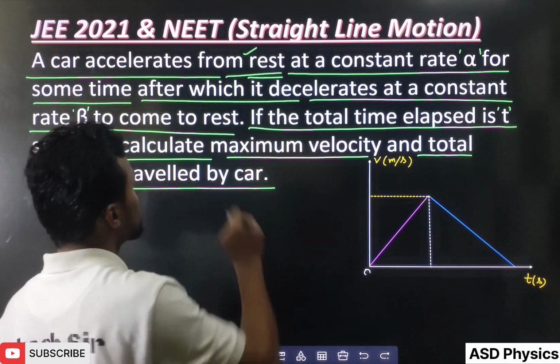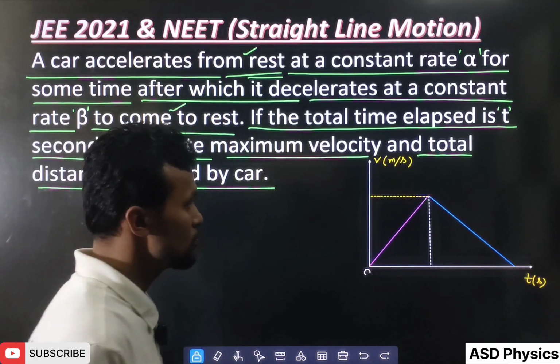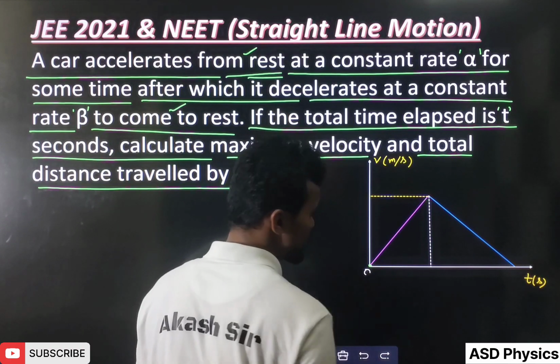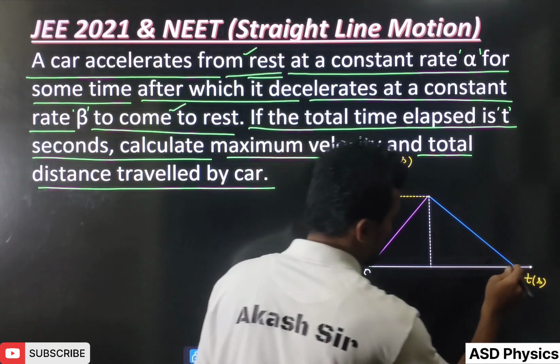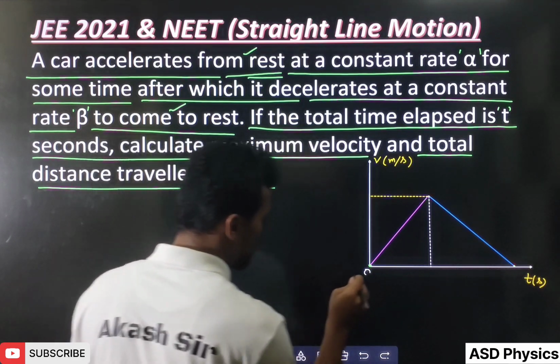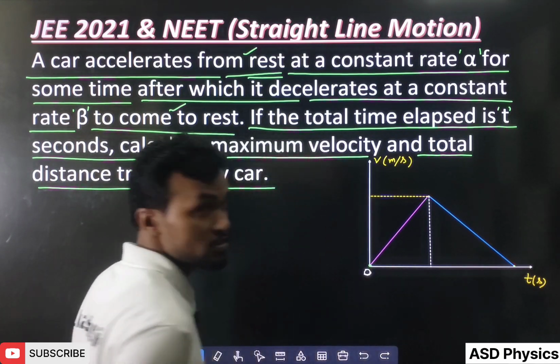So when you see the question very well, the car starts from rest and again comes to rest. So when we draw the graph, it will start from rest. That means here velocity is 0, this is the velocity time graph. And at the end also the velocity is 0. Anyhow, this is the origin.